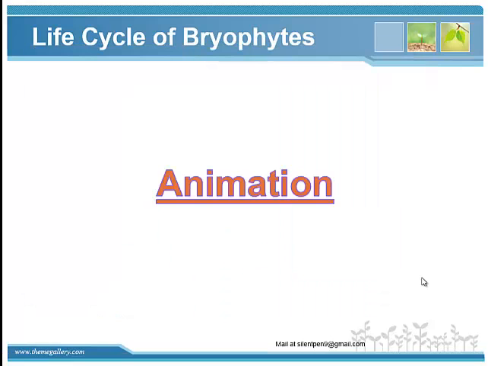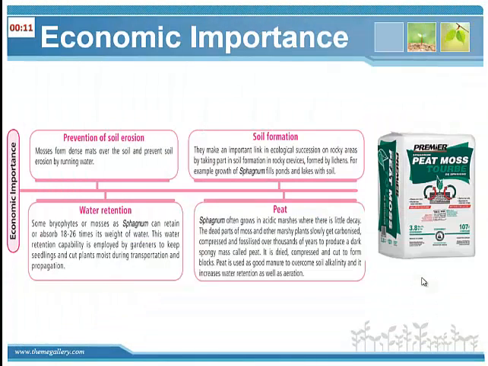I think it's a well explained life cycle. Now we look at the economical importance of them. Very helpful in water retention, and soil erosion can be prevented by the help of rhizoids. Soil formation with weathering also takes place. The peat is also used as fuel in a few countries and also for biomapping.